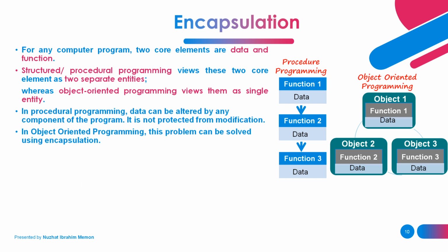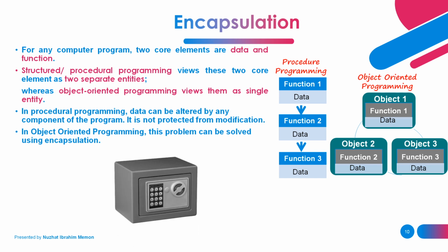object. In procedural programming, data can be altered by any component of the program. It is not protected from modification. Whereas in object-oriented programming, this problem can be solved using encapsulation. Here I will clear the concept of encapsulation with a real-world example of a locker. Consider the example of a locker at your home. You can put your valuable things in your locker.